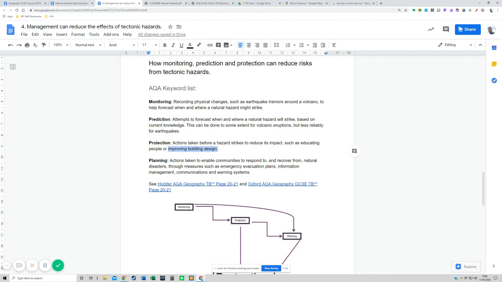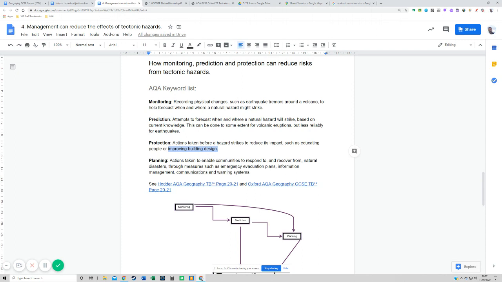So the protection bit is actually taking action with the buildings or educating people. So when it does happen, whatever it is, say it's an earthquake, people can start to take appropriate action. That might be long term, like planning buildings, or it might be sorting out what's likely to be damaged in the event and planning evacuations and so on, which is on the next one.